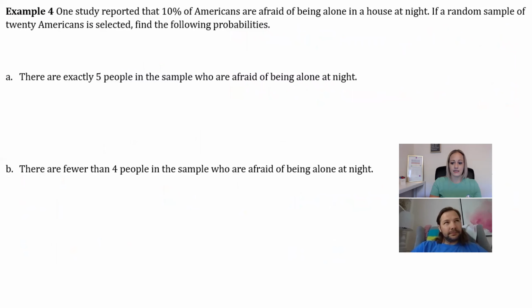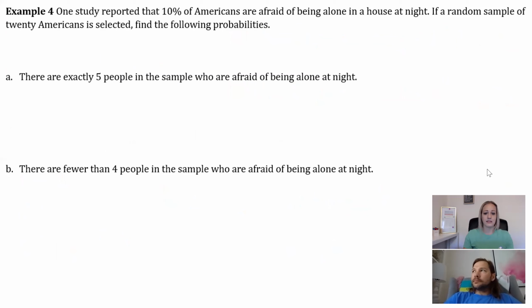Example 4 says that a study reported that 10% of Americans are afraid of being alone in a house at night. If a random sample of 20 Americans is selected, find the following probabilities. We have a bunch of different parts here that go with this question, but what I usually like to do is note down for myself what N and P are, because those aren't going to change as we go through the different parts. The only thing that's going to change is what our X value is.